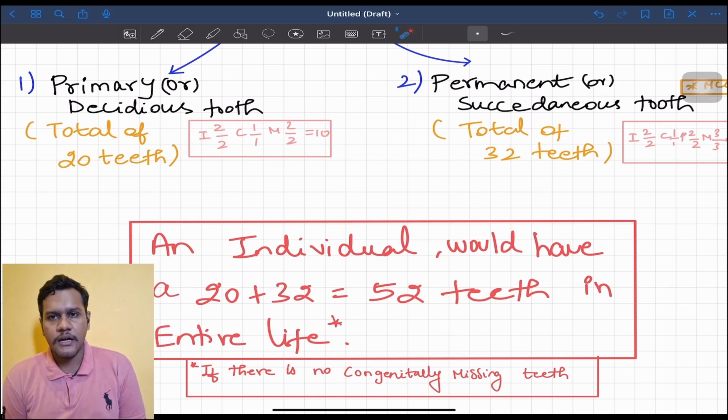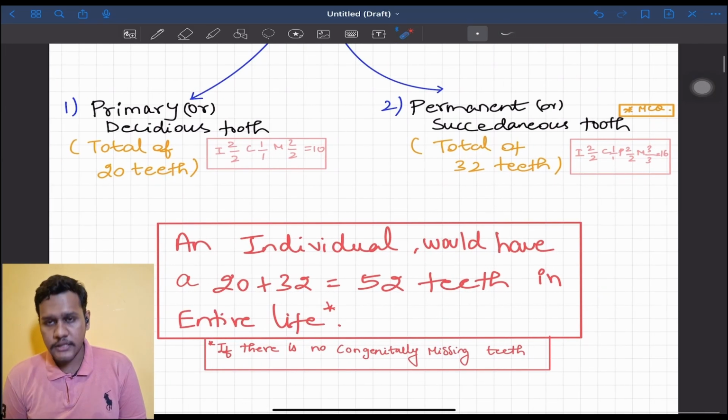The starting letter indicates the tooth name. I is for incisors, C is for canine, and M is for molar. There are no premolar teeth in the primary or deciduous dentition. In this horizontal line, the upper part is the maxillary jaw and the lower part is the mandibular jaw. So there are a total of 4 incisors, 2 canines and 4 molars, a total of 10 per side. If you take the 2 sides, it equals 20.